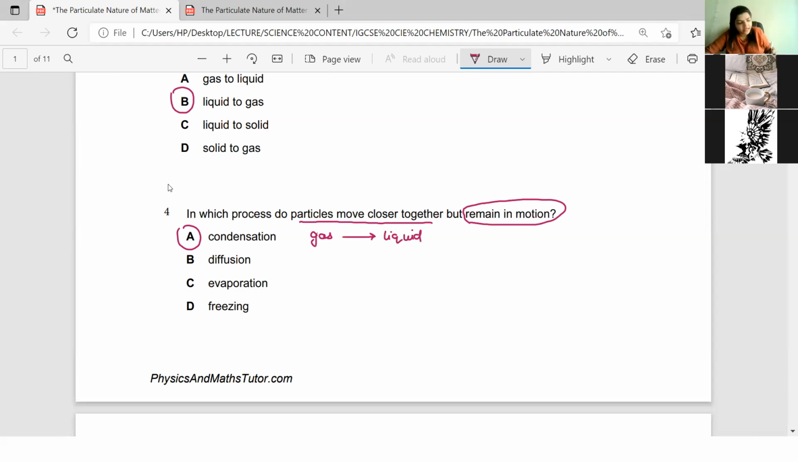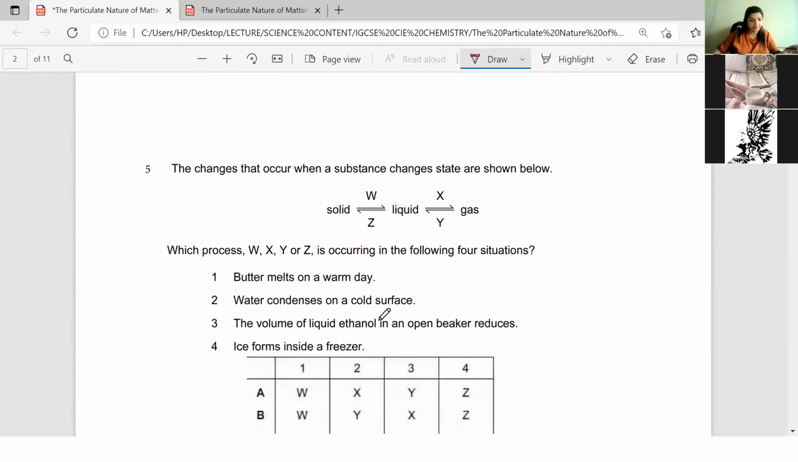So definitely from gas to liquid, the particles come close. But we also know the property of liquid, that liquids are always in motion. So that's the answer, condensation. That's absolutely correct. Okay, next, Alishba, fifth one.